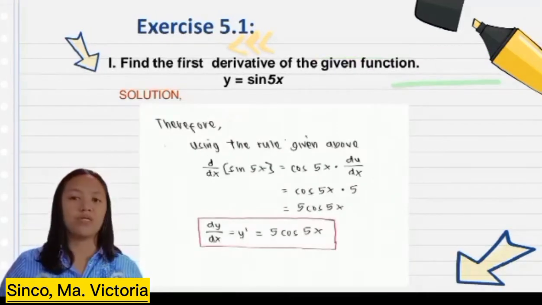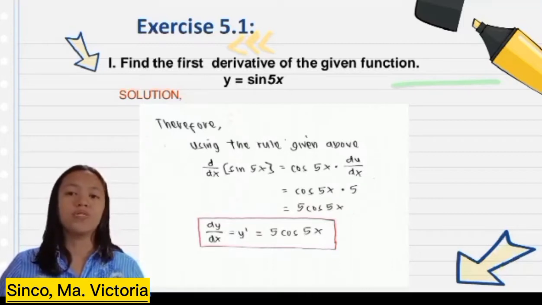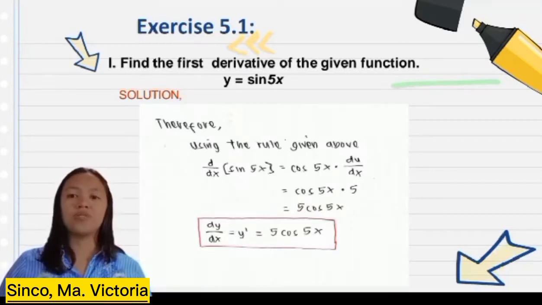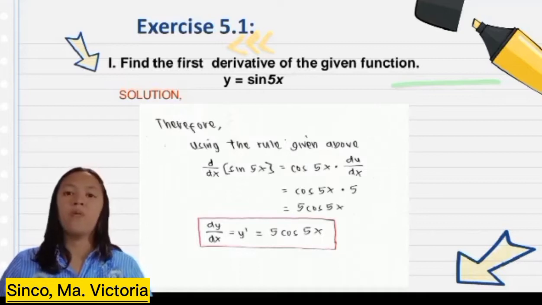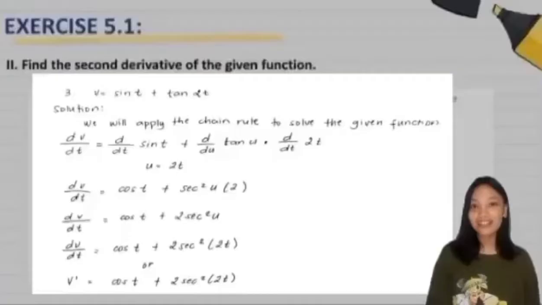Therefore, using the rule given above, the derivative of sine 5x is equal to cos 5x times the derivative of u with respect to x. Substituting the value of the derivative of u with respect to x, we have cos 5x times 5 is equal to 5 cos 5x. So, the derivative of y is equal to sine 5x is 5 cos 5x.